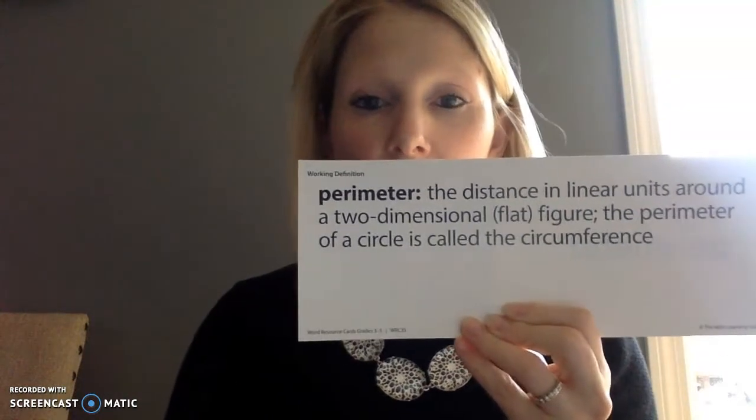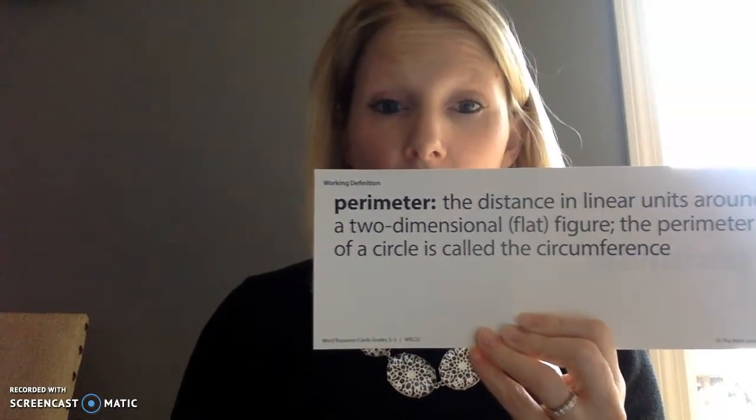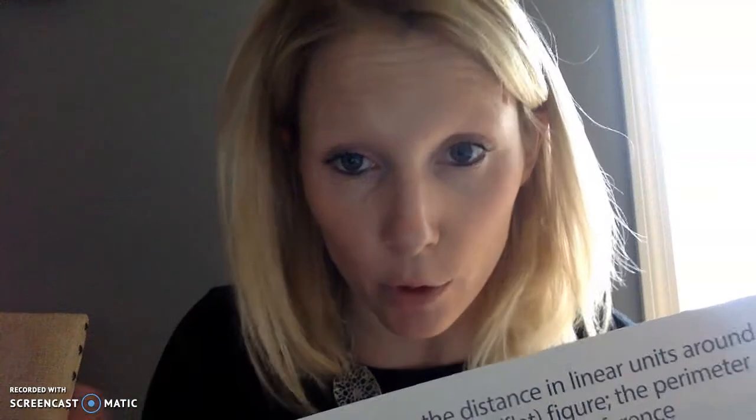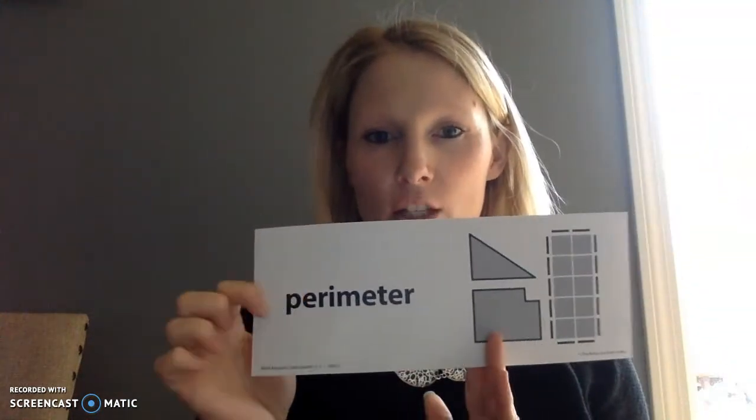So perimeter is the distance in linear units around a 2D or flat shape. If we were talking about a circle, which we're not because it's not a quadrilateral, that would be called a circumference. So perimeter, keep that one in your mind. Now when we find the perimeter of a shape, we add all the outsides. We do not multiply, we add. When we find area, we multiply. That is the difference. So today we're going to be working with perimeter of a variety of quadrilaterals.